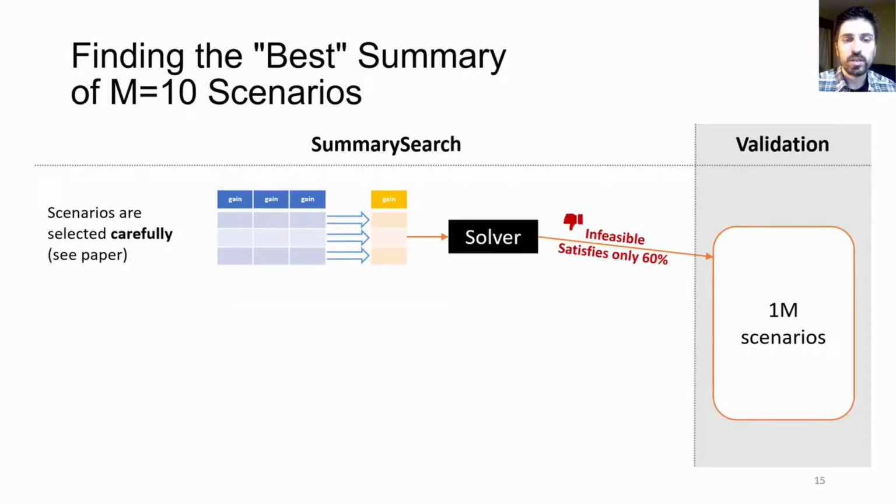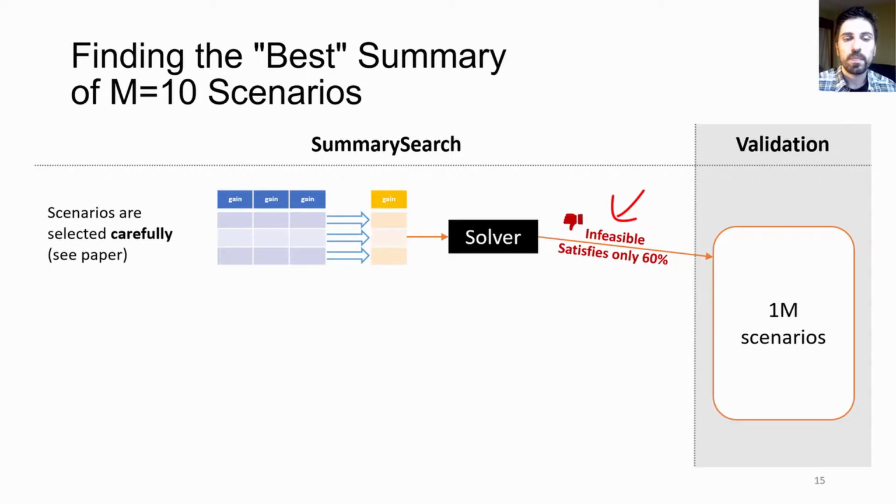This suggests a methodology to find the best summary given our m scenarios, which is a key step of our overall solution algorithm, which we call summary search. Suppose we have 10 scenarios to work with. We start by taking the min of 3 scenarios to construct an initial summary. We then solve the DILP using only the summary, and then we check if the solution is actually feasible.